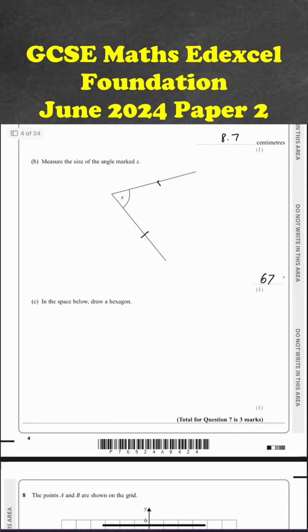And part C, in the space below, draw a hexagon. They're looking for any 6-sided shape here, as it doesn't say a regular hexagon. So 1, 2, 3, 4, 5, 6. Excuse my wiggly lines.